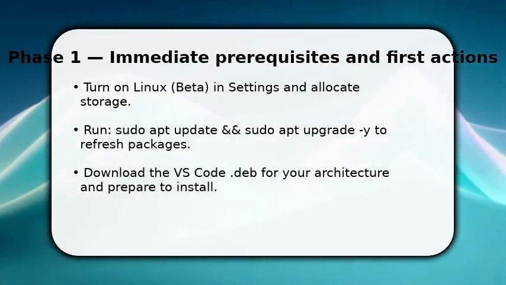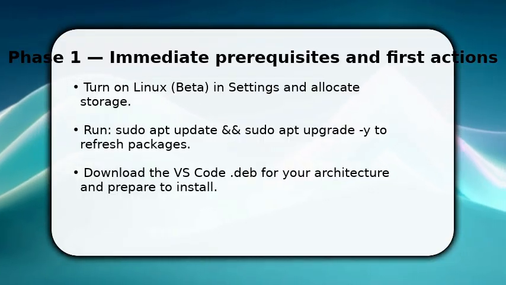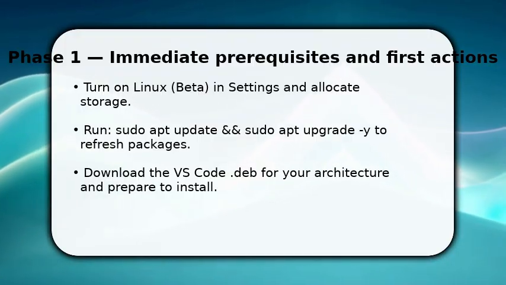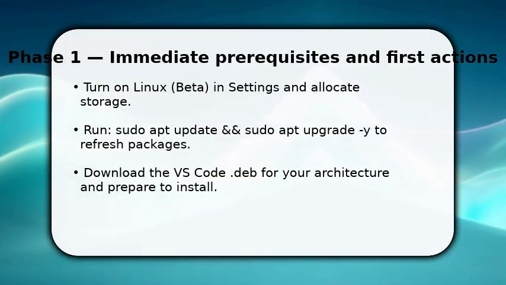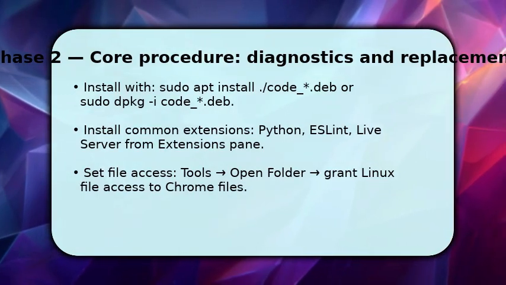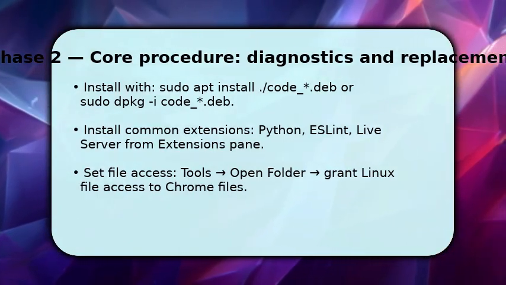Next, download the Visual Studio Code .deb that matches your CPU architecture. Make sure to note the download path, then navigate there in terminal so you can install the package in the next step. With the .deb in your Linux container, install using sudo apt install ./code*.deb, which also resolves dependencies.